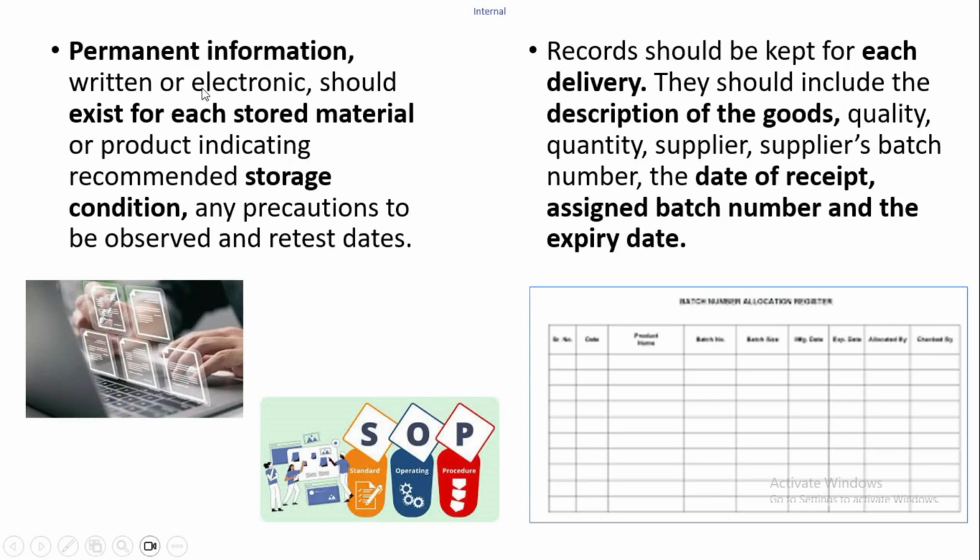Permanent information, written or electronic, should exist for each stored material or product, indicating recommended storage conditions, any precautions to be observed, and retest dates. As I mentioned earlier, an SOP, standard operating procedure, should be in place for each and every stored sample or material and storage condition, and who is storing, when they are storing, when they have received, when they are dispatching, when they are discarding, when it is expired, when it is made, the batch number, lot number, everything should be mentioned as you see in this form. Sorry, it is not much clear, but yes, we have to maintain it in such a way. Records should be kept for each delivery and so on. You can read this out as I have already said.